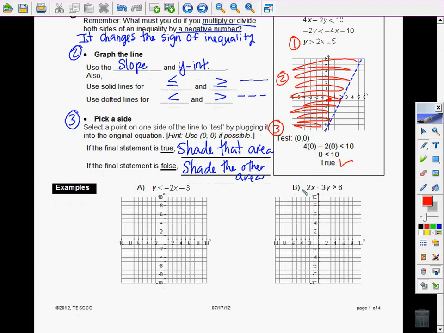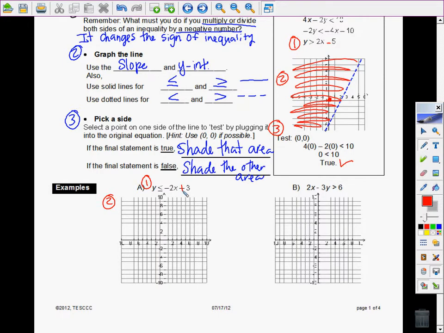Okay. So now we're going to do the steps together. Step 1 is already done for us, right? Yes. So now we're going to do step 2. We're going to use the slope and the y-intercept to graph. So where's my y-intercept? It's at positive 3.